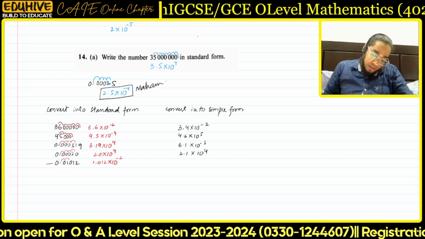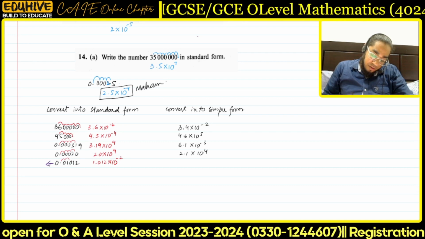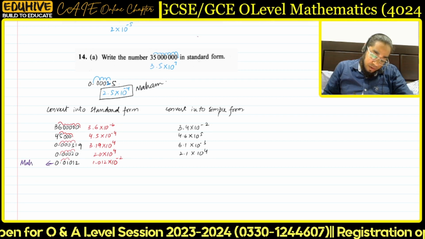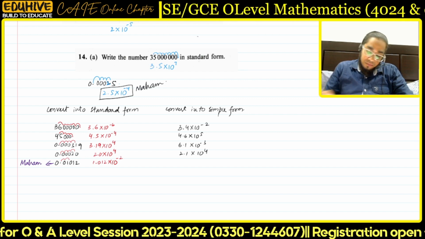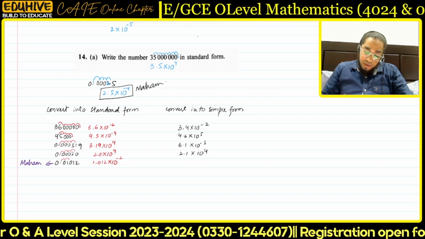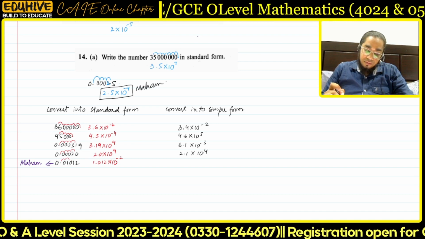So there's a mistake which I just recognized by Maham. Maham, can you see this better? The point should be after the first non-zero value. Do you get it?